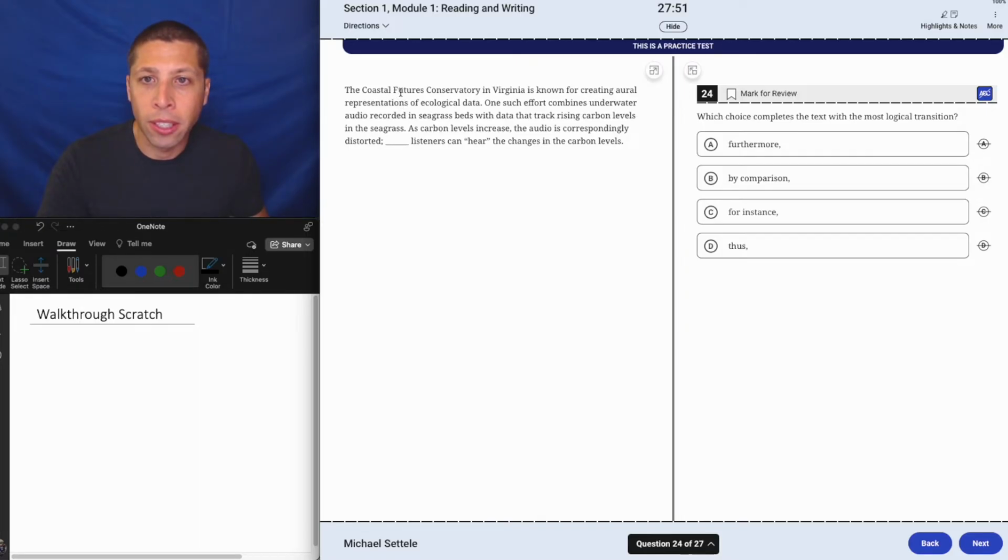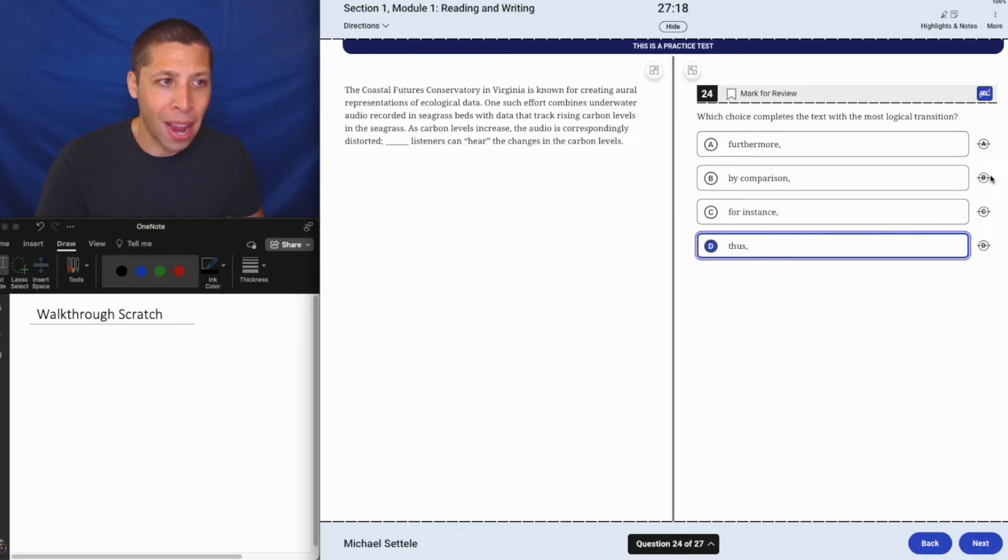We're gonna look at this the same way. Coastal Futures Conservatory in Virginia is known for creating oral representations of ecological data. One such effort combines underwater audio recorded in seagrass beds with data that track rising carbon levels in the seagrass. As carbon levels increase, the audio is correspondingly distorted. Listeners can hear the changes in the carbon levels. So like, I guess thus, as carbon levels increase, the audio is correspondingly distorted, so listeners can hear the changes in the carbon levels.